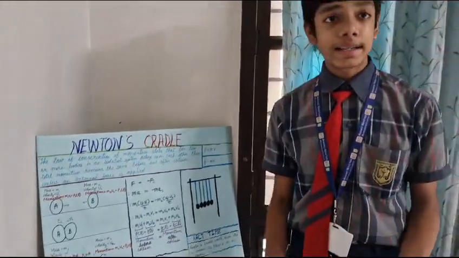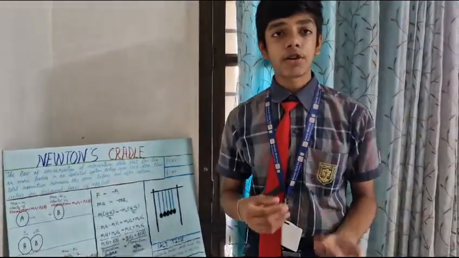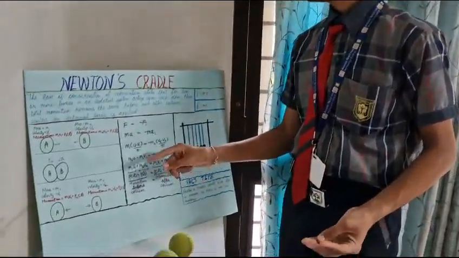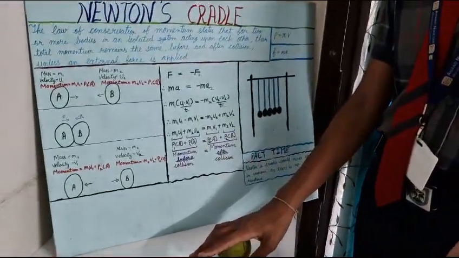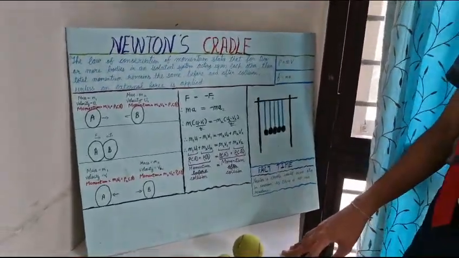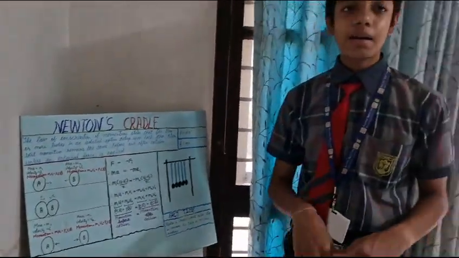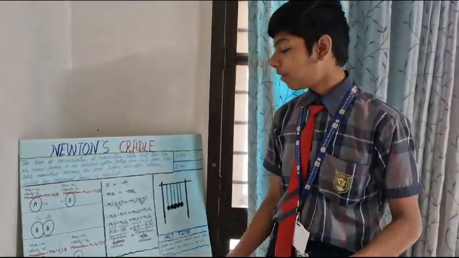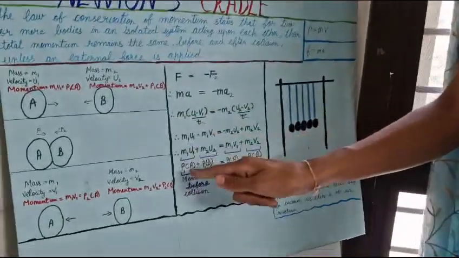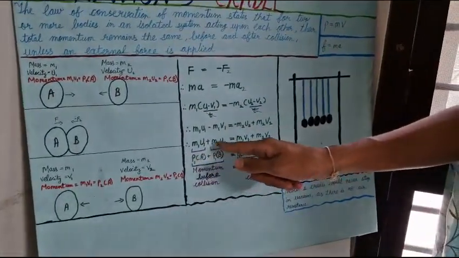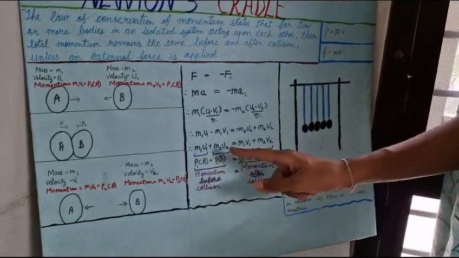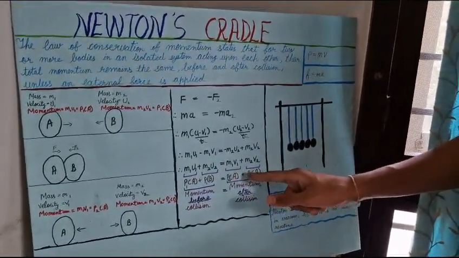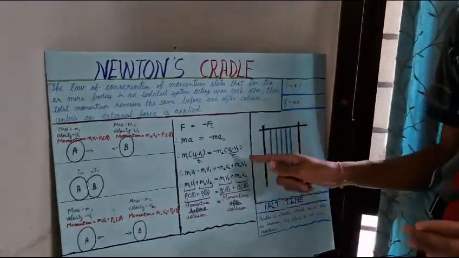Now, as we know that acceleration is equal to change in velocity upon time, we can substitute the formula as m1 multiplied by (v1 minus u1) divided by time equals minus m2 multiplied by (v2 minus u2) upon time. As time is the same, it will cancel out. So, after some calculations and rearrangement, we get m1u1, which is the initial momentum of A, plus m2u2, which is the initial momentum of B, equal to the final momentum of A plus the final momentum of B, which is m1v1 plus m2v2.